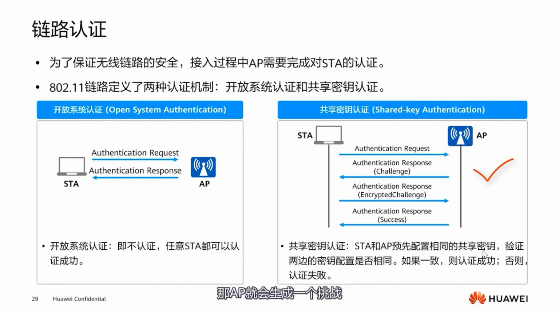The terminal sends an authentication request to the AP. Then the AP generates a challenge, which contains a phrase of a specific message. The STA then uses its own password, combining it with the challenge message to generate an encrypted challenge, which is sent to the AP. After the AP receives the encrypted message, it decrypts it using a preset key, then compares the decrypted challenge phrase with the one previously sent to the STA. If they match, authentication is successful. Otherwise, the authentication fails. This is how link authentication works.